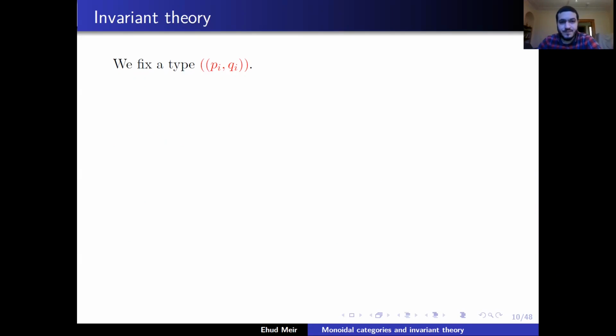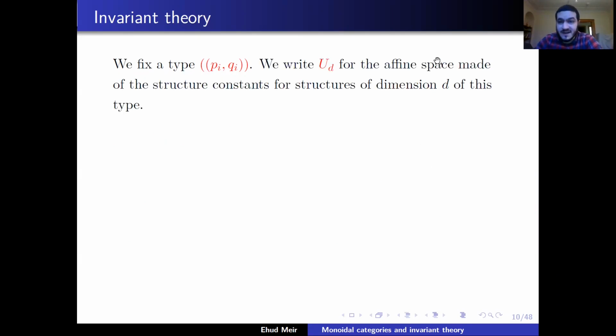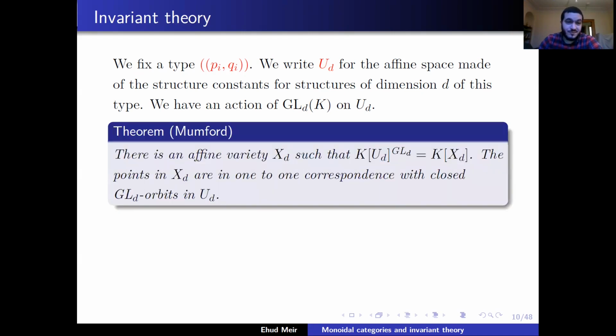So we fix a type (p_i, q_i). We write U_d for the affine space made of the structure constants for structures of dimension d of this type. So previously it was just A^(d³), but it can be something much bigger. We have an action of GL_d(K) on U_d. And we have this theorem of Mumford saying that there is an affine variety X_d such that the ring of invariants, K[U_d]^(GL_d), is equal to the ring of polynomial functions on X_d. And the points in X_d are in one-to-one correspondence, not with all the GL_d orbits in U_d, that's impossible, and we will soon say why, but only with the closed GL_d orbits inside U_d.